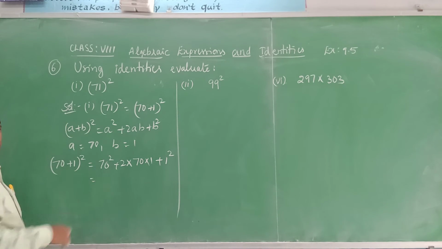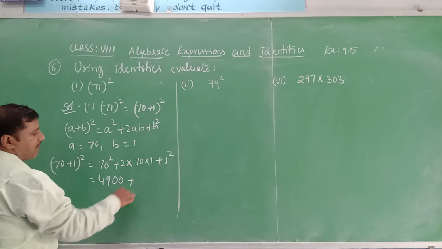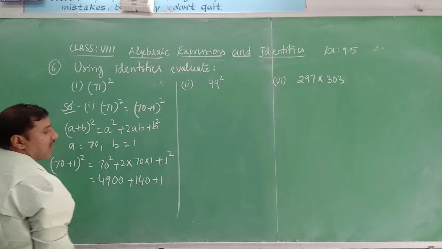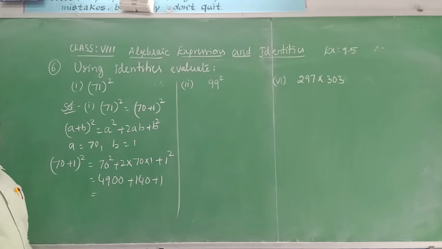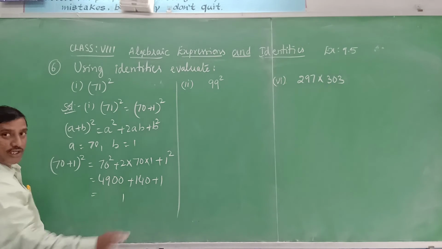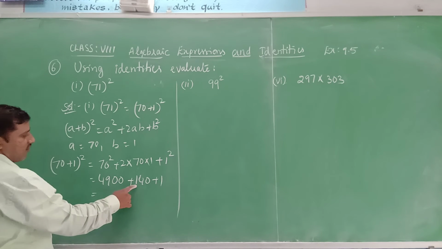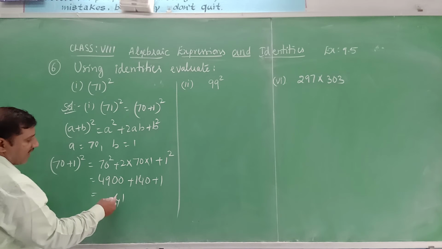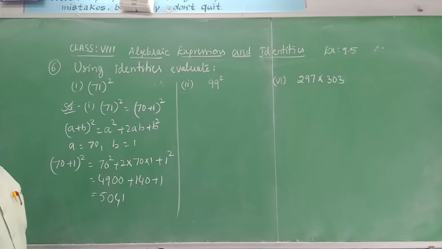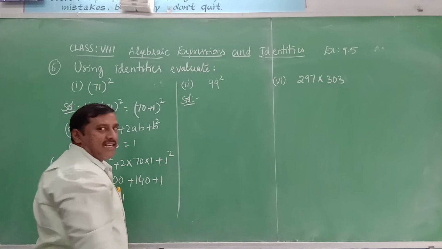Now simplify 70 square, 70 into 70, 7 7s are 49, 4900 plus 2 into 70, 140, 140 into 1 it is 140 plus 1 square is equals to it is 1. Now add these numbers, 0 plus 0, 0, 0 plus 1 it is 1, add units digits, then tens digits, 4 plus 0 it is 4, then hundreds digits we have 1, and here is 9, 9 plus 1 it is 10, keep 0 and carry 1, 1 plus 4 it is 5, 5041.